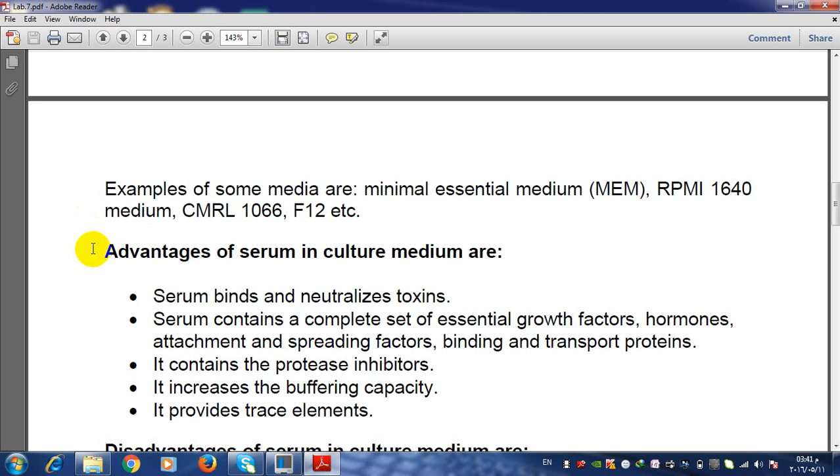Advantages of serum in culture medium are: serum binds and neutralizes toxins. Serum contains a complete set of essential growth factors, hormones, attachment and spreading factors, binding and transport proteins. It contains the protease inhibitors. It increases the buffering capacity. It provides trace elements.